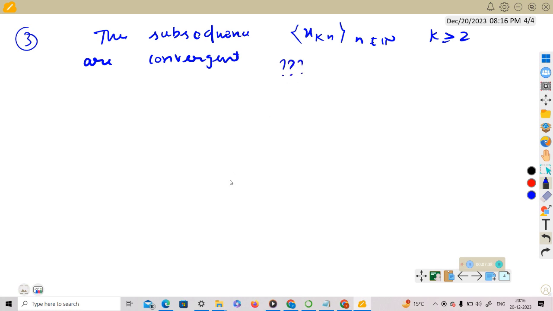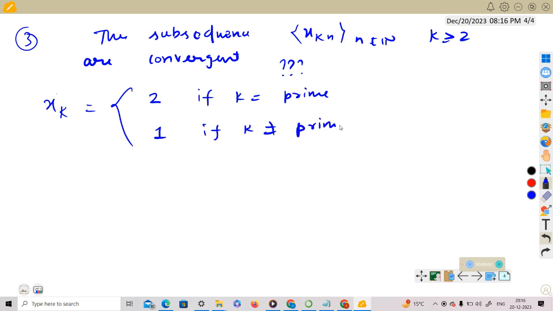Let's make an example. Let us define a sequence xk such that it is equal to 2 if k is a prime, and it is 1 if k is not a prime. Then I want to show that this xk satisfies this condition. Let's make it n, because we have used k here.